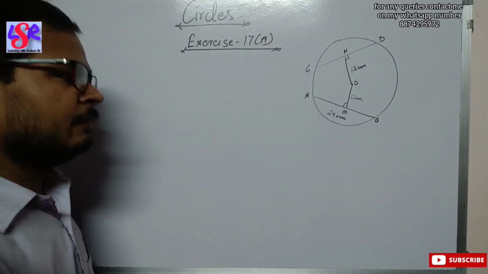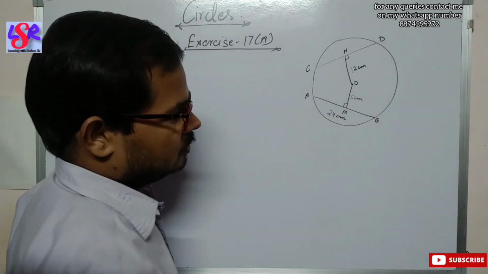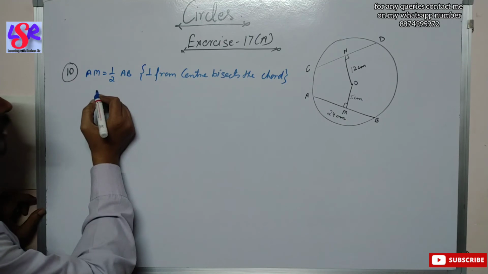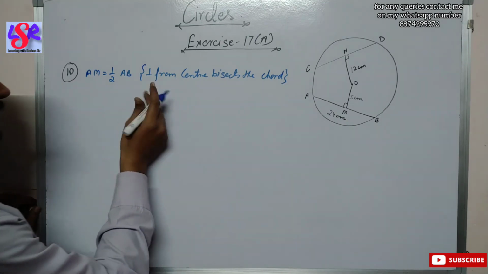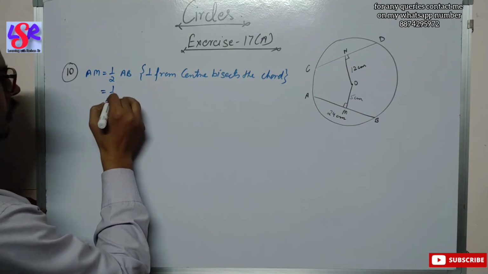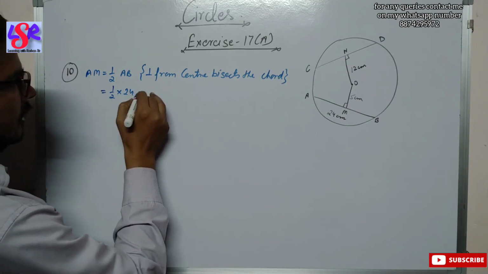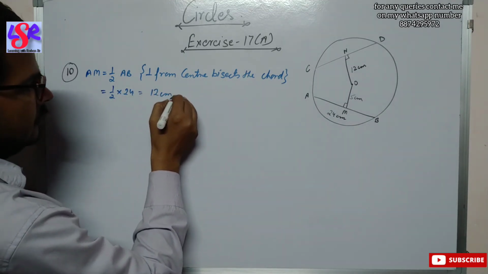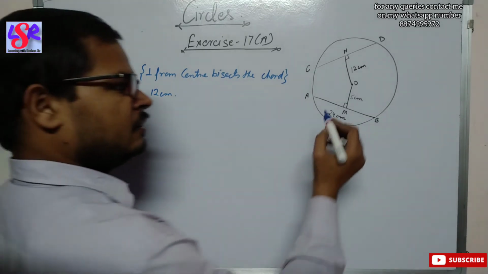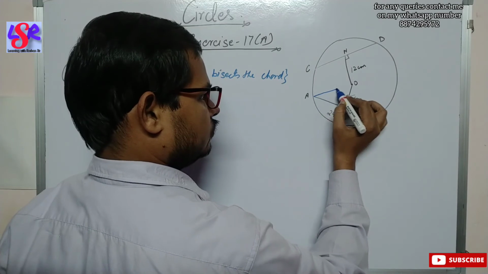So as we know that the perpendicular from the center bisects the chord, therefore this AM will be half of this AB. Therefore AM equals half of AB as the perpendicular from the center bisects the chord. And here we get 1 upon 2 into 24, that is equal to 12 centimeter. So the length of this AM is 12 centimeter, and if we join this A to O, this will become the radius of the circle.